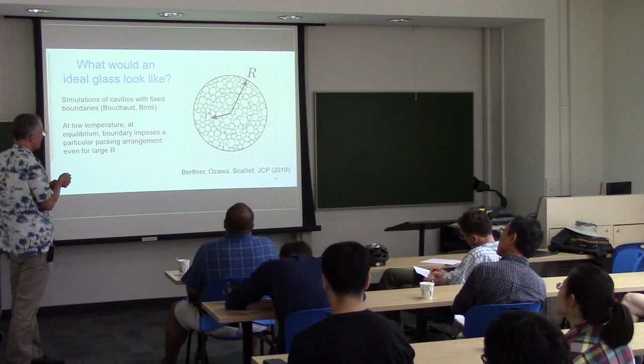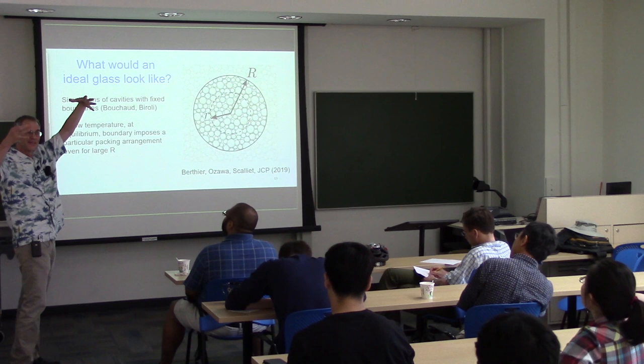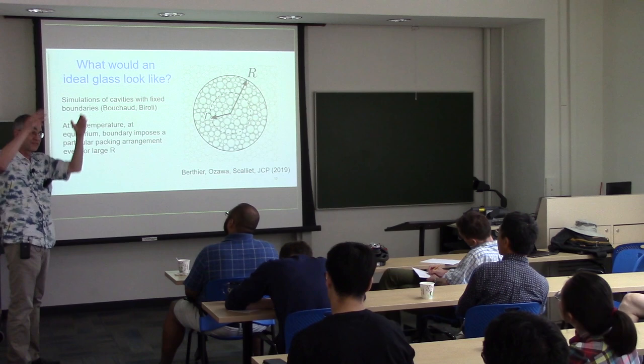And so what an ideal glass would be is the size of that sphere getting really big, but nevertheless, there's still enough information on the surface of that sphere to specify what the particle packing is all the way in the middle of the sphere.